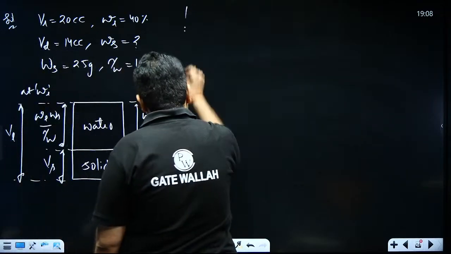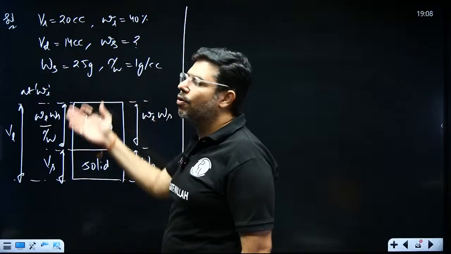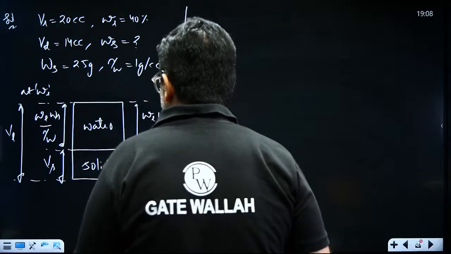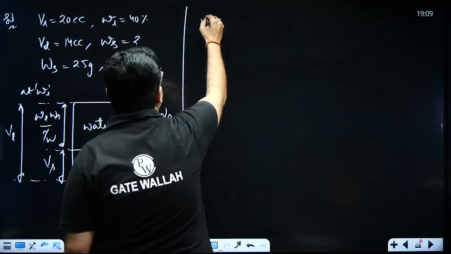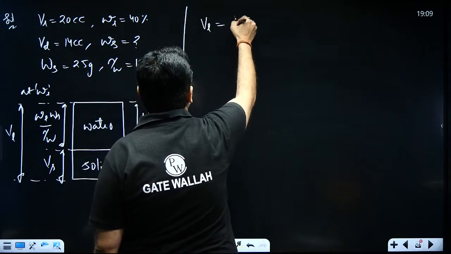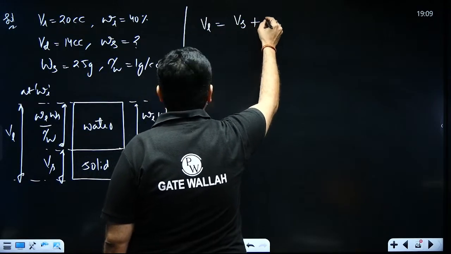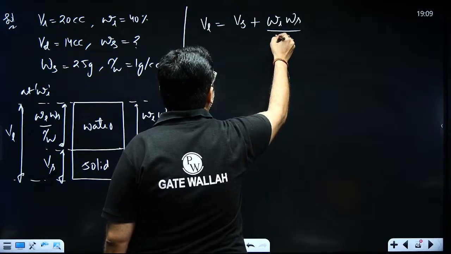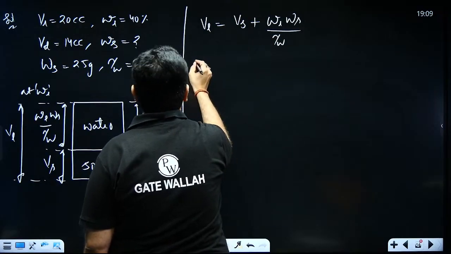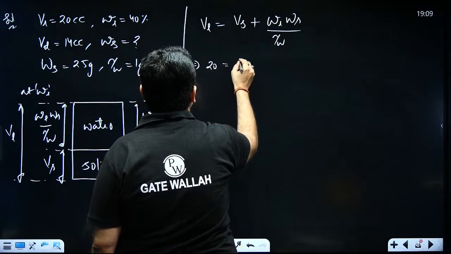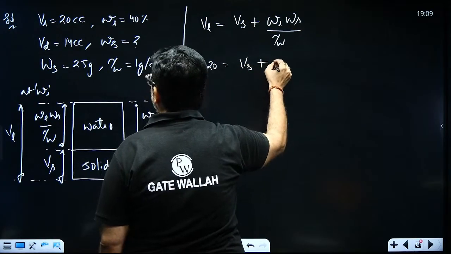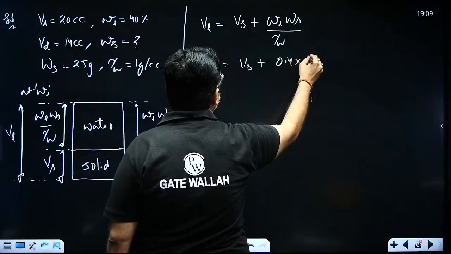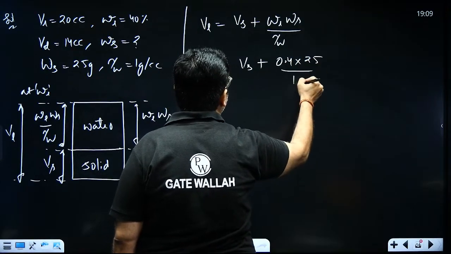From here, first find out the volume of solids, then using this volume of solids for VD I can find out the shrinkage limit also. Very simple. See now, VL will be equal to what? That is VS plus WL into WS upon gamma W. So, VL is how much? 20 cc. WL is how much? That is 40%, 0.4. Weight of solid is 25 gram per cc upon gamma W.